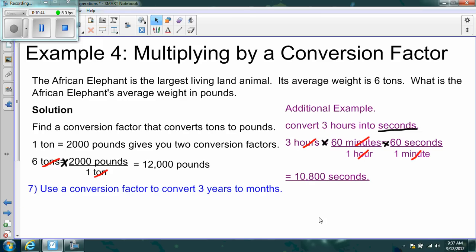So try this. Use a conversion factor to convert 3 years into months, and bring this with you tomorrow. That's the end of section 2.1.